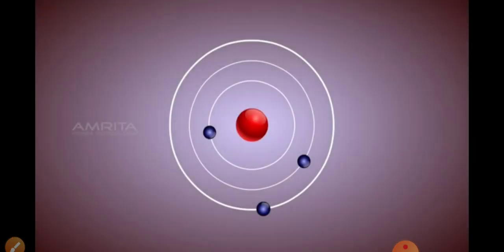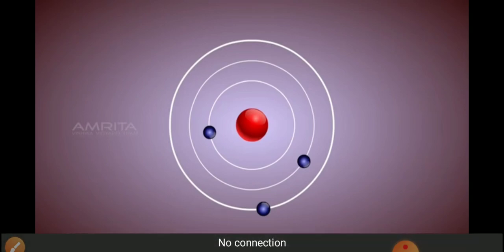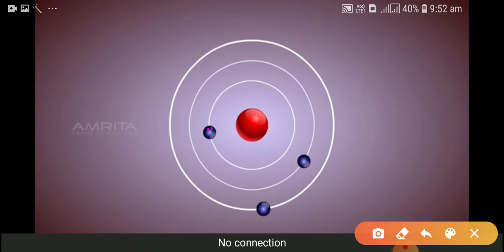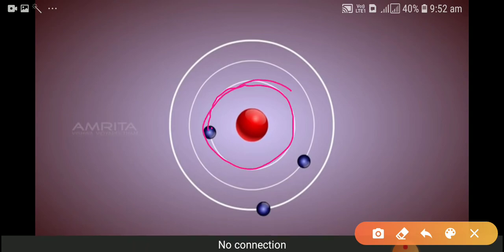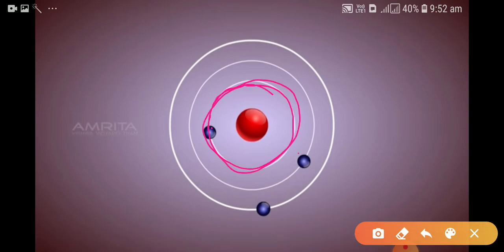Then again, one most important factor we must remember is that electrons revolving around the atomic nucleus lie in concentric circular orbits. Second, the energy of an electron is constant while it is in a particular orbit. Suppose this electron is moving in this orbit only, it means it has a constant energy. Yes, the energy of an electron is constant in the same orbit.